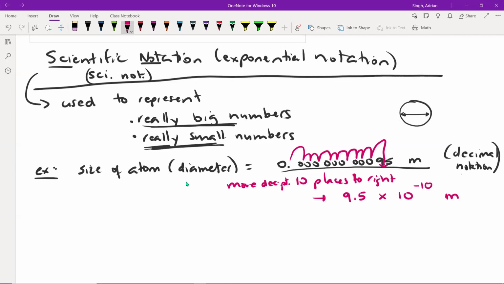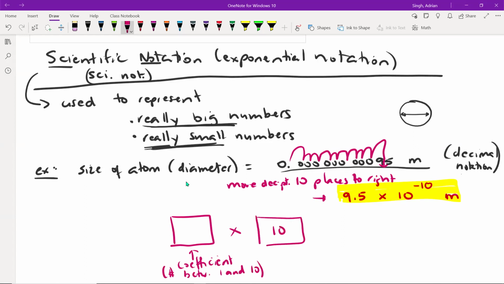It's meters. Any number written in scientific notation is going to look very similar to this. The basic layout is going to be the same. We're going to have a regular number written in the front, and this is called the coefficient. The coefficient has to be a number between 1 and 10. The next part of it is 10 raised to a certain power, and that's the exponent part of it. All your numbers in scientific notation are going to look this same way.